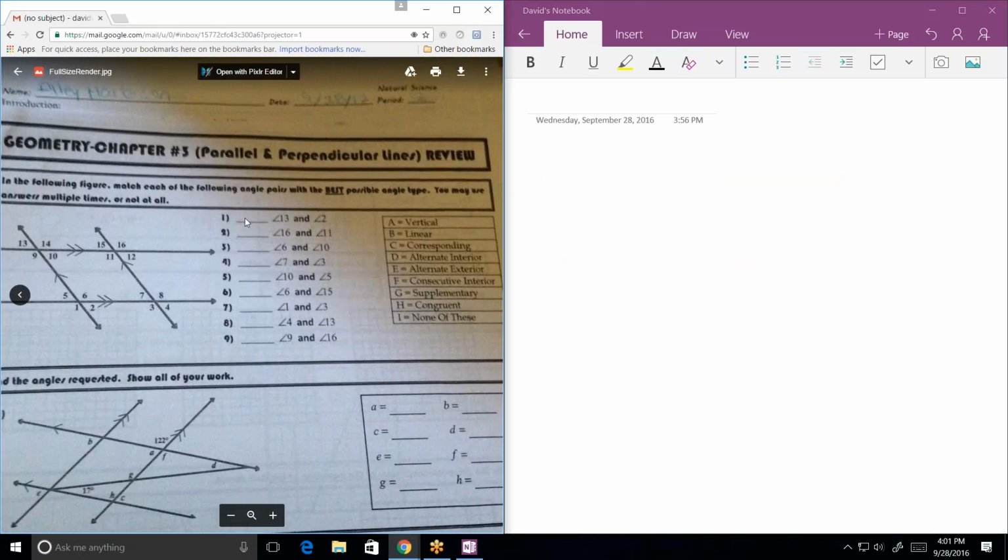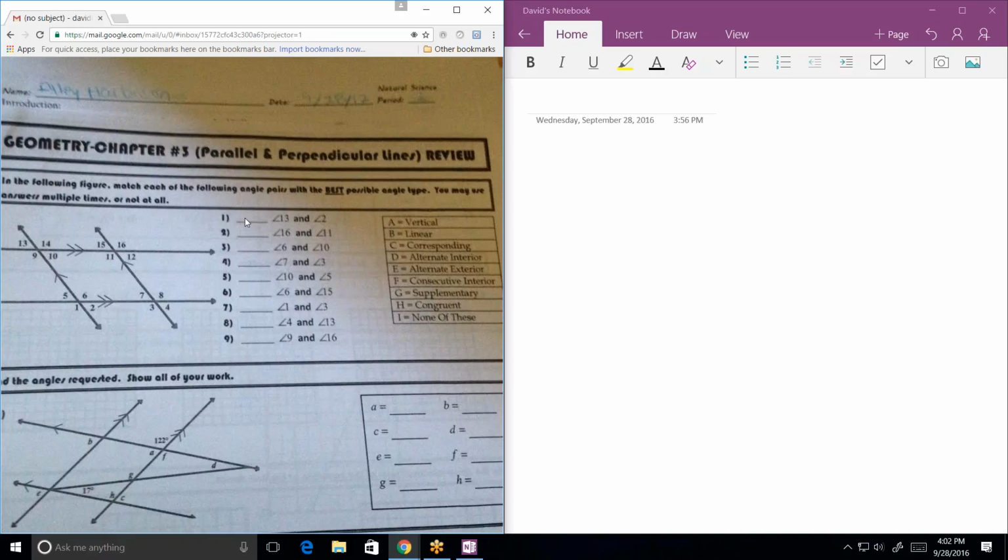All right, let's start with number 1. Angle 13 and angle 2 are what? Alternate exterior. Good. 16 and 11. Alternate interior? No. Vertical. Yeah, vertical.